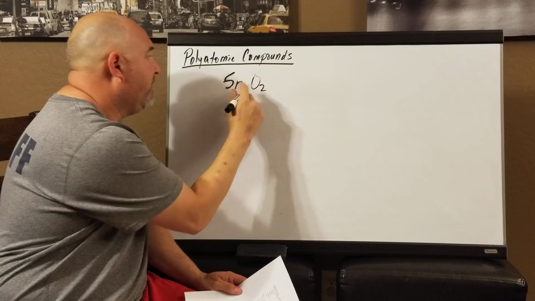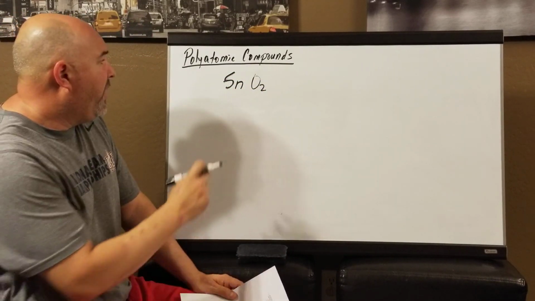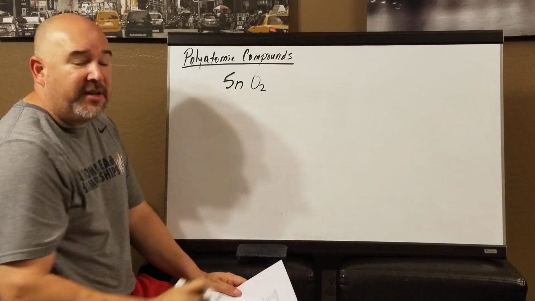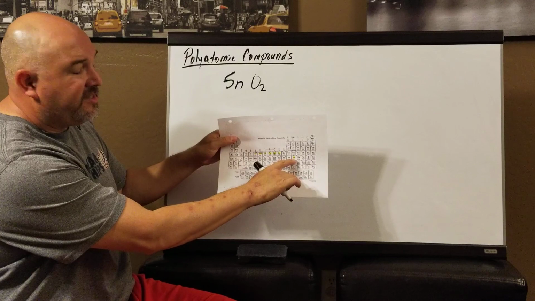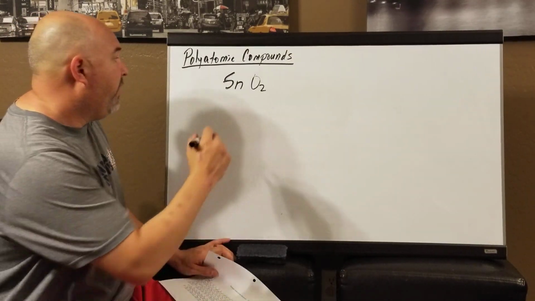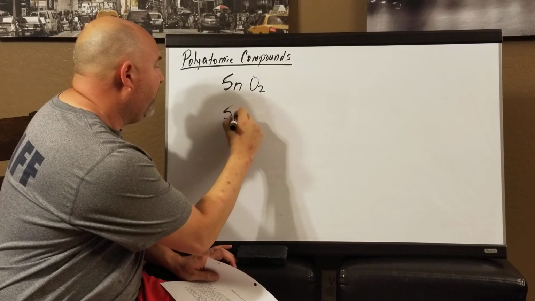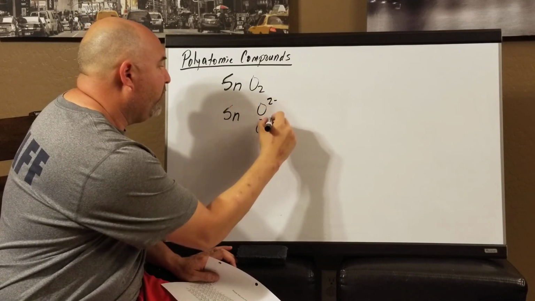So that's SnO2. Well, when we name this, we can't just name this tin oxide, because tin, if you look at your periodic table, it actually has 2 different charges. It's highlighted on your periodic table. So I need to be able to figure out that charge. So if I write this out, I have 1 tin and I have 2 O's. And I know O's are 2 negative.